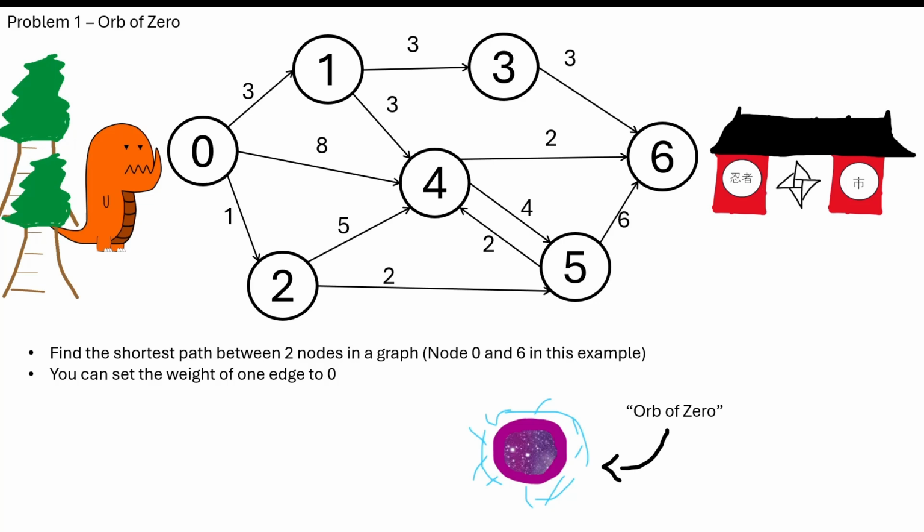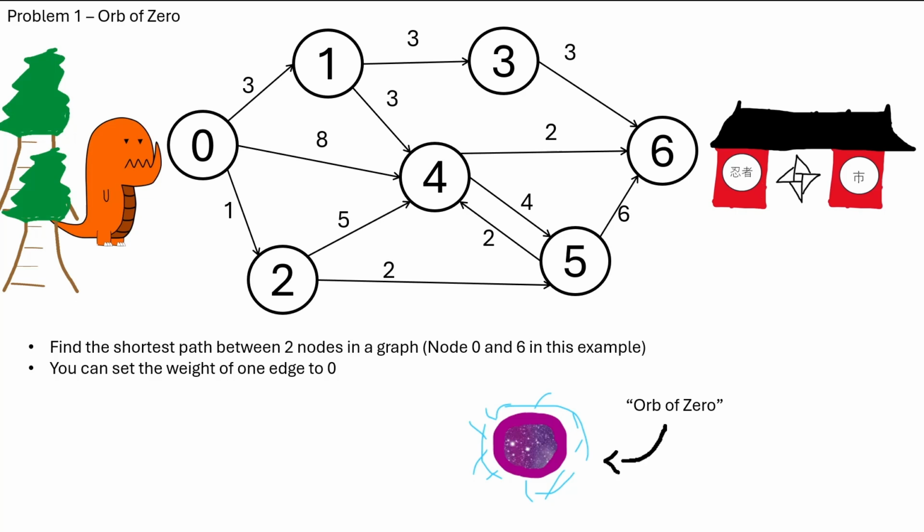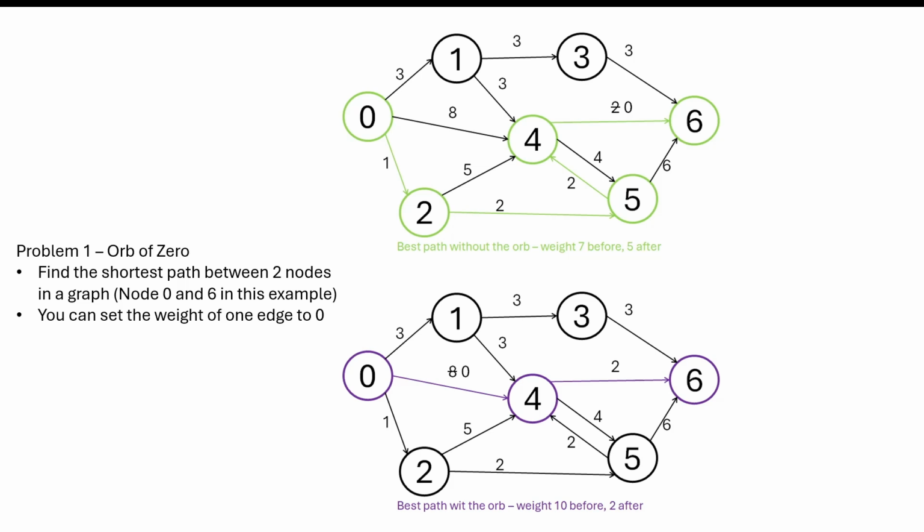If you want to think about this problem yourself, pause the video right now. At first glance, this problem appears very tricky. It's not as simple as finding the shortest path and using the orb on one of the edges of that path. In this example, the best path using the orb is different than the best path without using the orb.